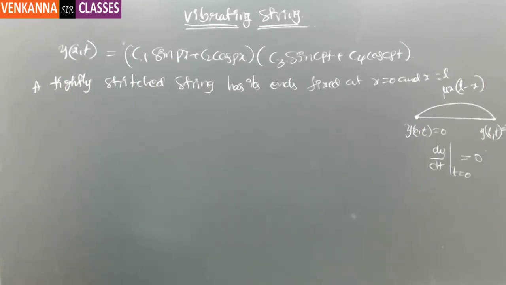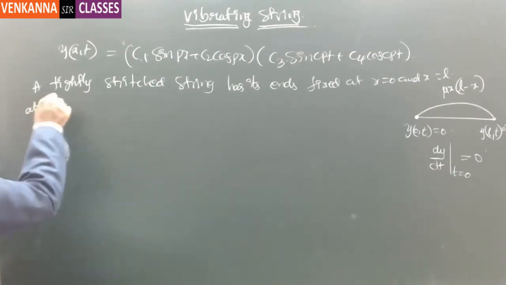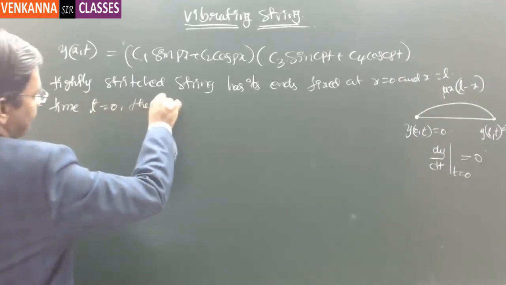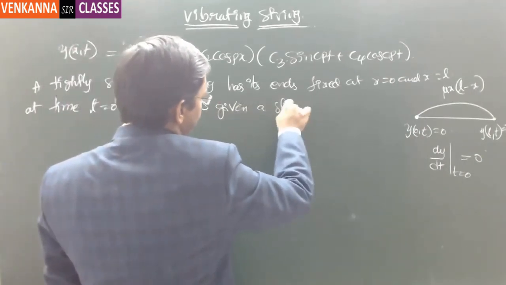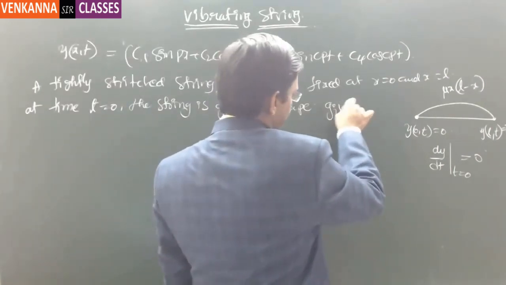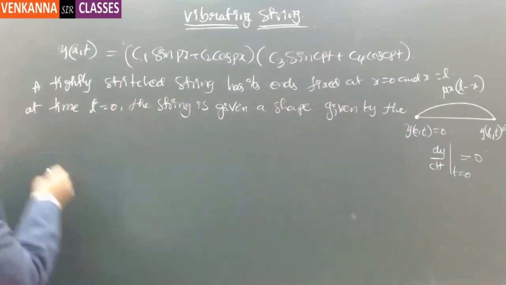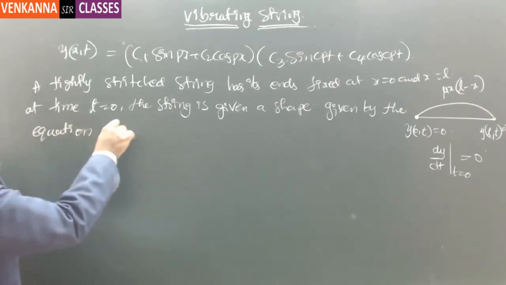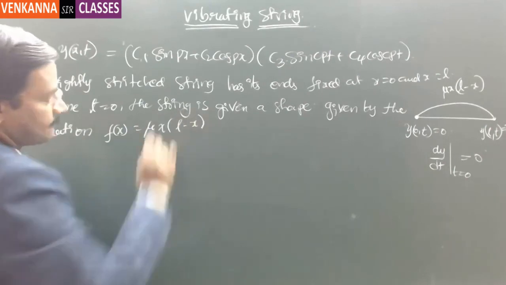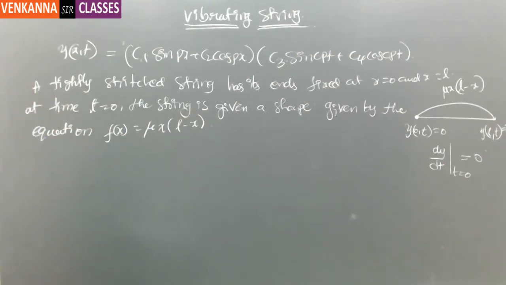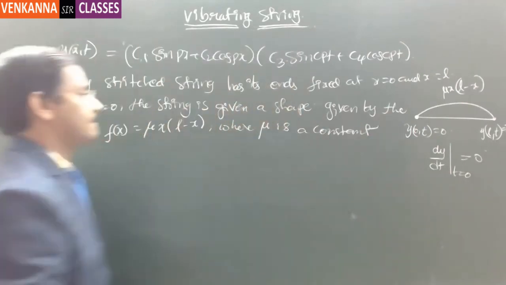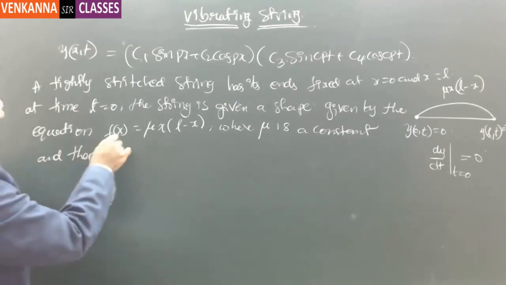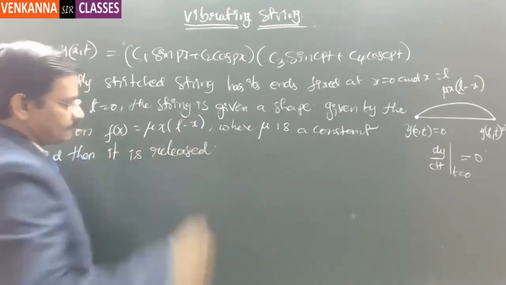At time t equal to 0, the string is given a shape defined by the equation f of x is equal to mu x into L minus x, where mu is a constant, and then it is released.